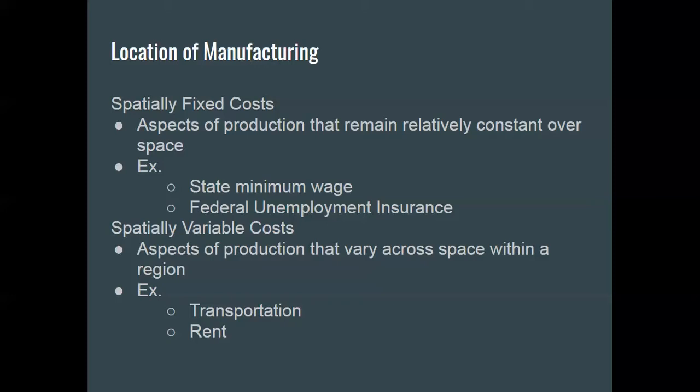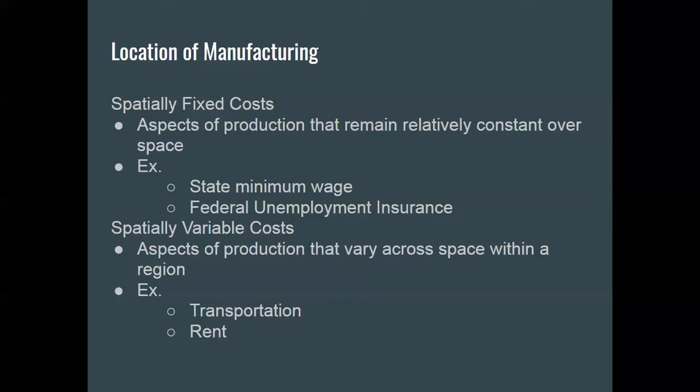So for example, if a state has a fixed minimum wage, well, that means that the minimum cost of labor is going to be uniform across that space. Doesn't matter where in that state you are. That doesn't mean, however, that skilled labor doesn't vary across space. But again, the minimum wage. Or in the United States, the cost of unemployment insurance, it doesn't matter where you are, that cost is the same. So that's a spatially fixed cost, kind of a uniform playing field.